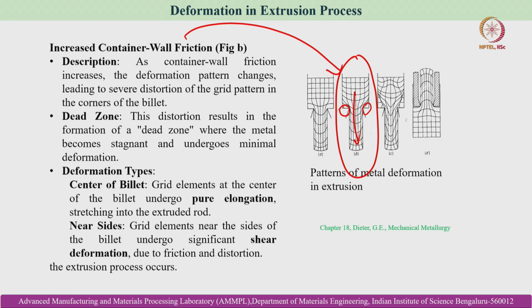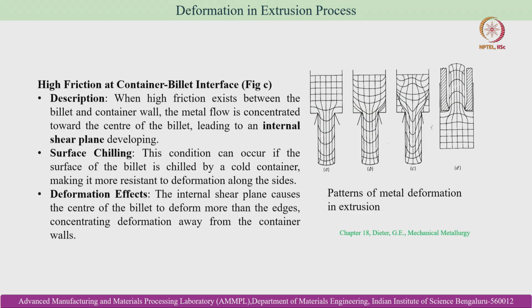So the deformation types: at the center of the billet, grid elements undergo pure elongation, stretching into the extruded rod, and near the sides, grid elements near the sides of the billet undergo significant shear deformation, due to friction and distortion. So this is the case of increased container wall friction. And now when we are moving to the third case, that means high friction at the container billet interface. When the friction becomes even more severe, you can see the amount of dead zone formation is even higher.